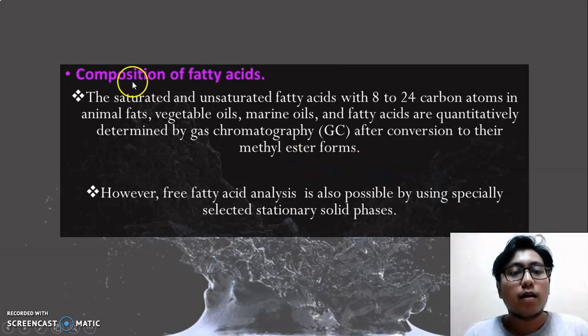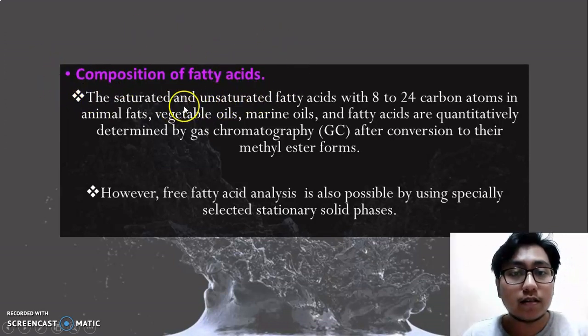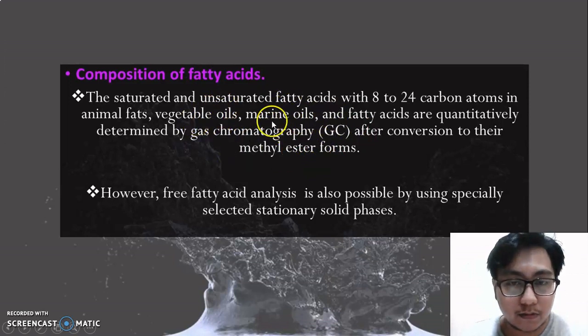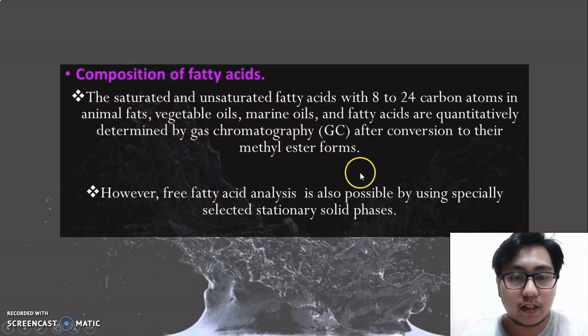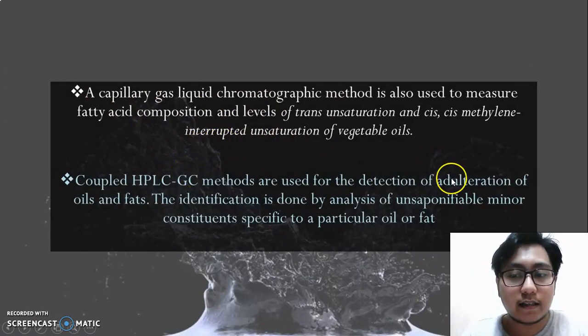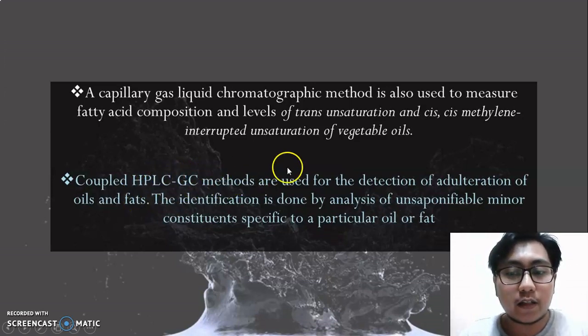Okay, so next, we can also know the composition of fatty acids, and we can do this by using GC, or gas chromatography, which I'm sure you are all familiar with. So we can know the composition of fatty acids by using gas chromatography, and we can also detect adulteration in oils and fats by using a coupled HPLC-GC, high performance liquid chromatography and gas chromatography methods.